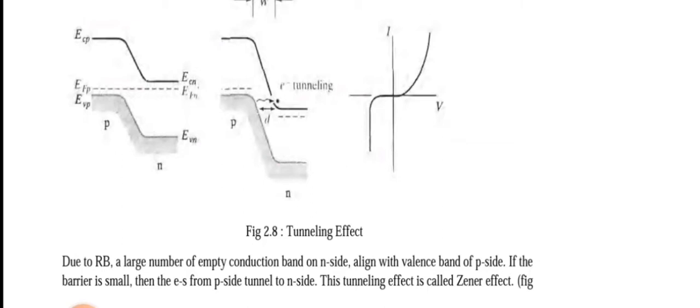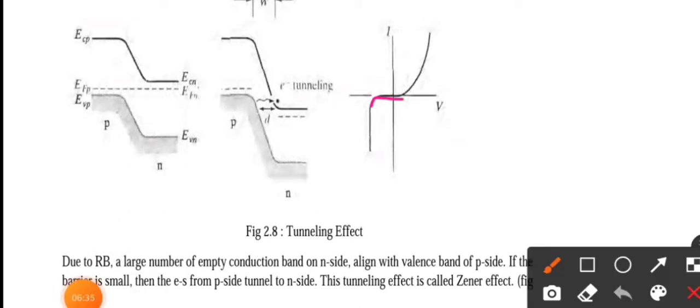So due to reverse bias, a large number of empty conduction band states on the n side align with the valence band of the p side. If the barrier is small, barrier meaning this depletion region is small, then the electrons from the p side tunnel to the n side. This tunneling effect is called the Zener effect. Due to this, Zener breakdown happens. Due to this, there will be a sudden rise in current. That current direction is from n to p.